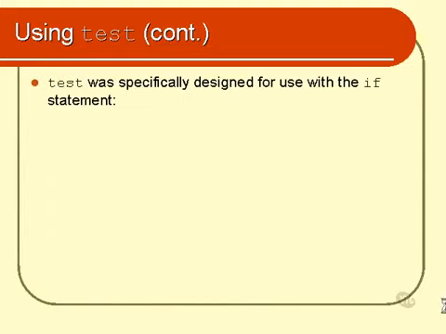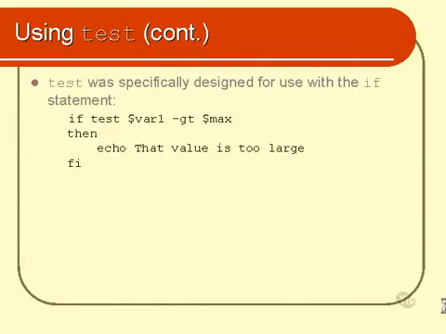Now, as many of you will have already guessed, test was actually designed for specific use with the if statement, and here's an example of how you might use that. You might have a variable called var1, and you might have another variable called, let's say, max, and we can test them using the -gt option. -gt means greater than, gt for greater than. So we read this, we say if var1 is greater than max, then we can say, well, that value is too large because it's greater than the maximum.